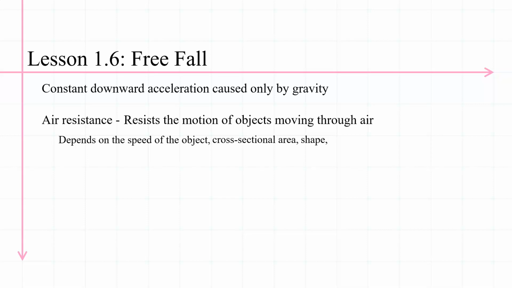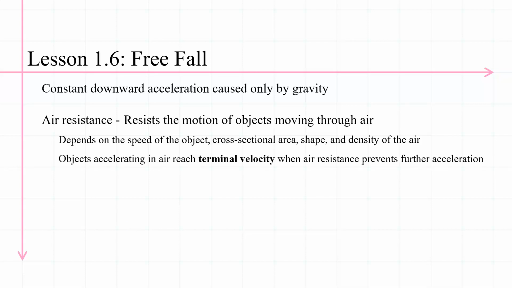So the shape of an object affects air resistance, and then also the density of the air. And even on Earth, the same air in different places can have different densities depending on the air pressure, just due to shifting weather patterns. Due to the temperature, due to elevation, different things will affect the density of the air as well. All right, so those are some things that determine how much air resistance is acting on an object.